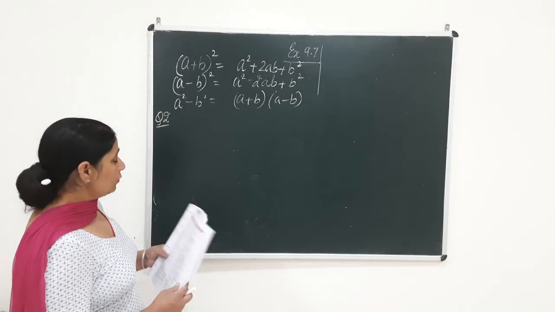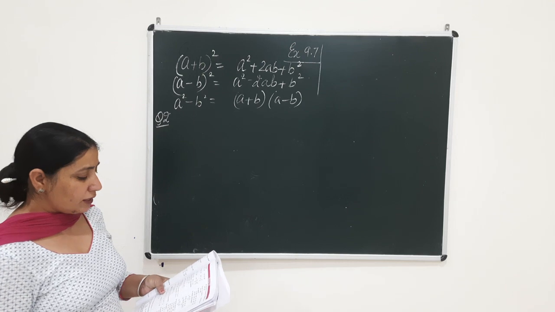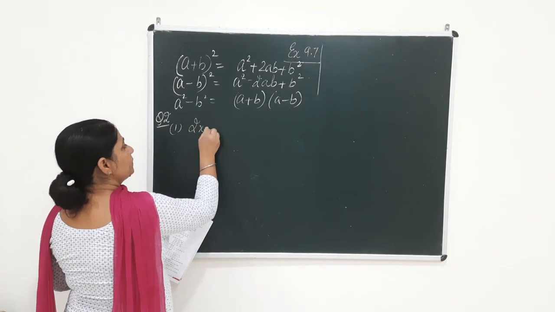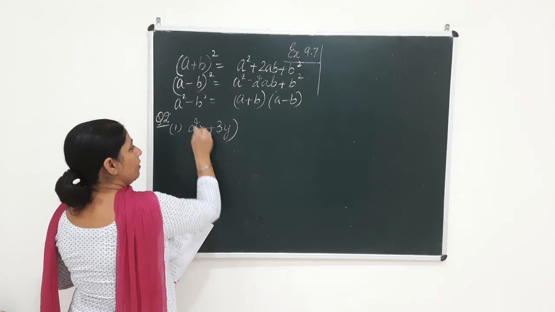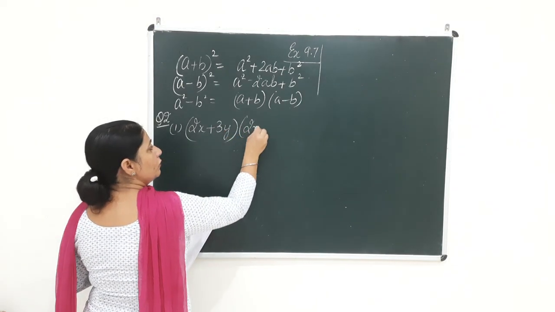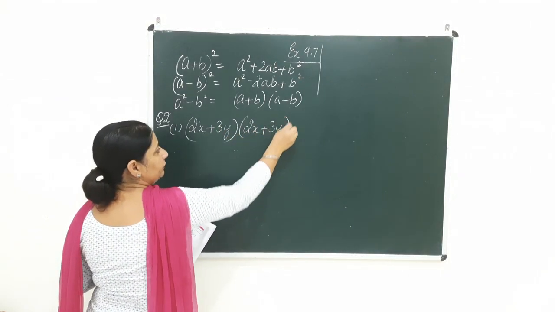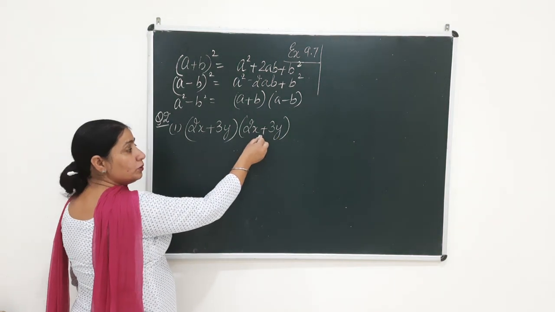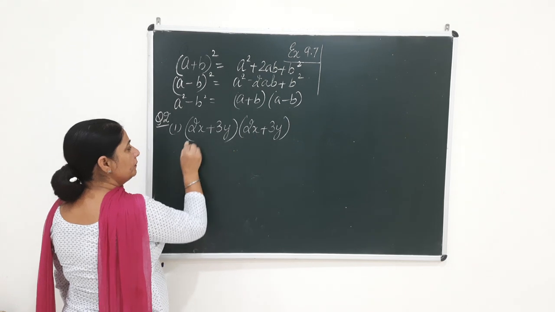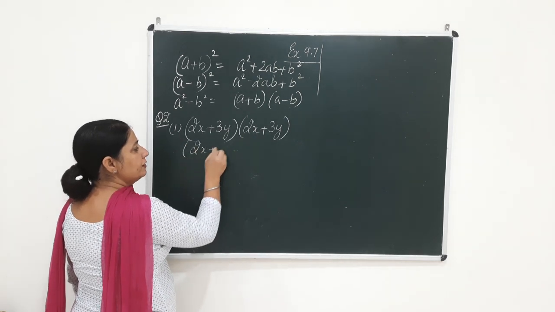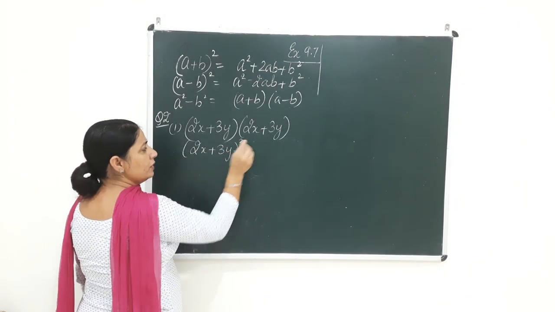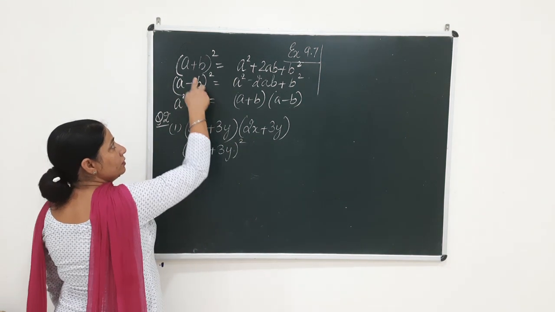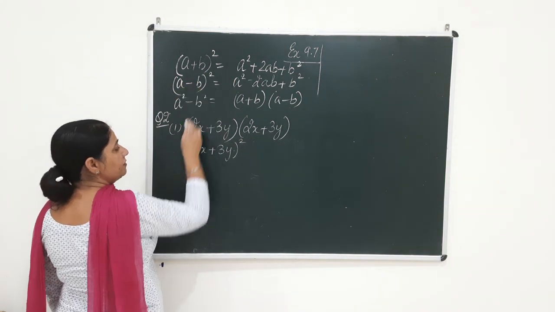Now beta, we will start with question number 2. Find the product using identities. The first part is given to you, (2x plus 3y), and in the second bracket also you have got (2x plus 3y). So what do you see beta? You have the same term in both the brackets. So if you have the same term in both the brackets, you can write it as (2x plus 3y) the whole square. Now when I write it as (2x plus 3y) the whole square, now just see beta, it is the first identity.